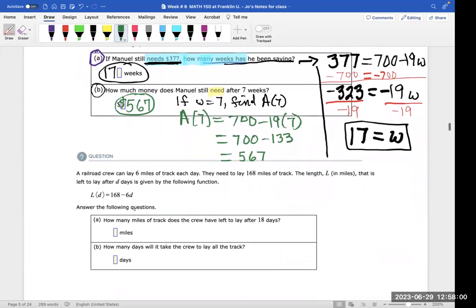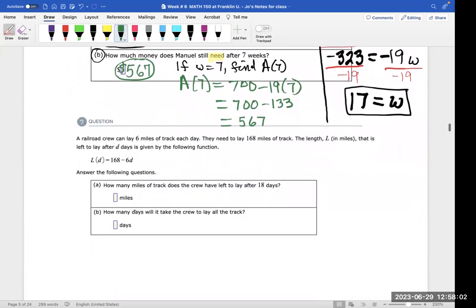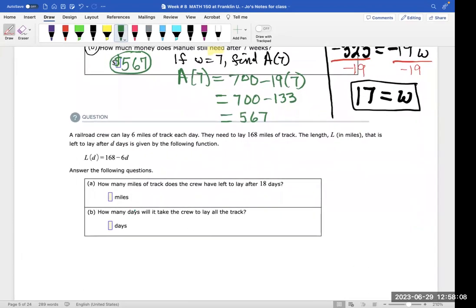All right, same thing for the next example. The railroad crew can lay 6 miles of track each day. They need to lay 168 miles of track. The length L, in units of miles, that's left after D, which is in units of days, is given by this function.